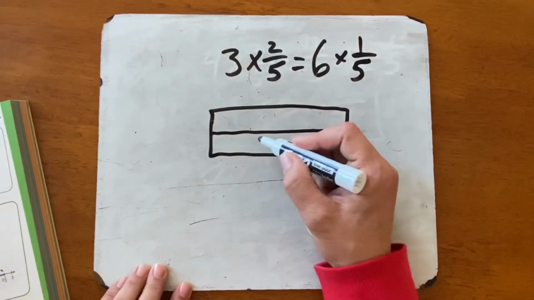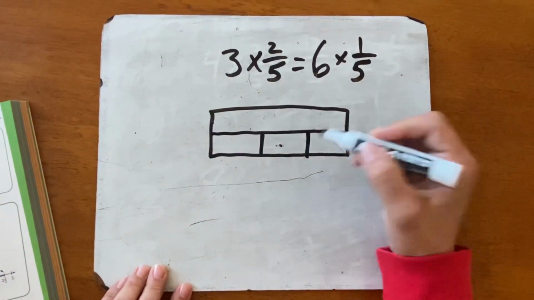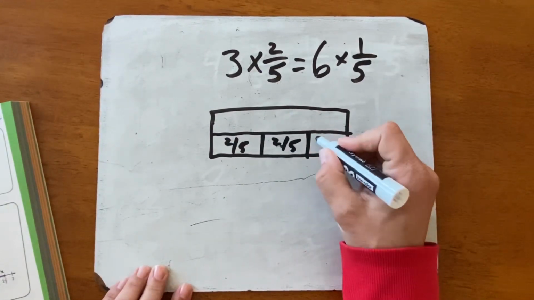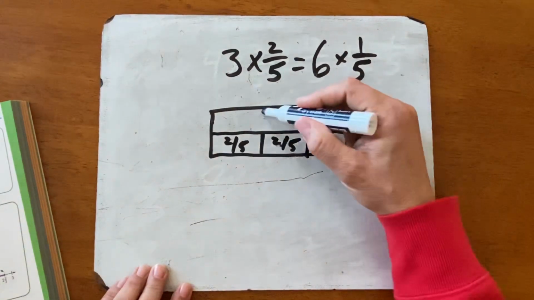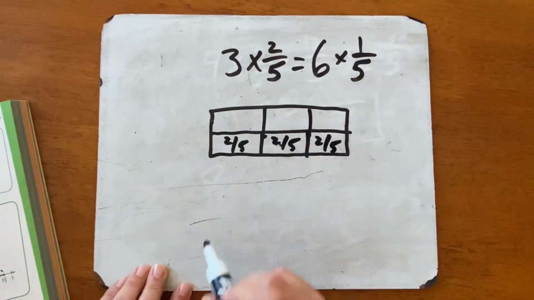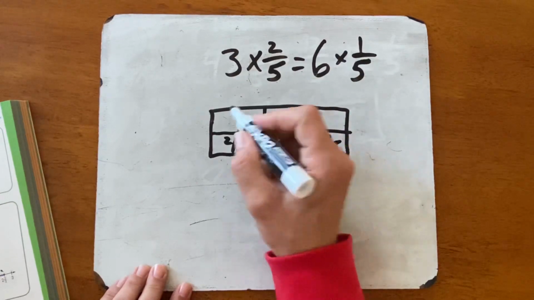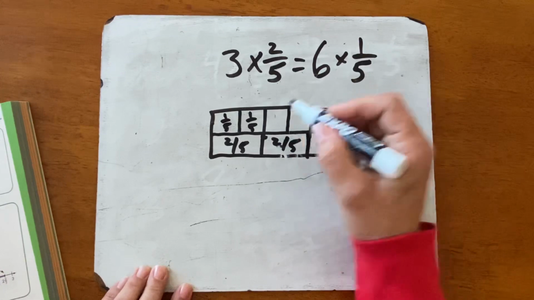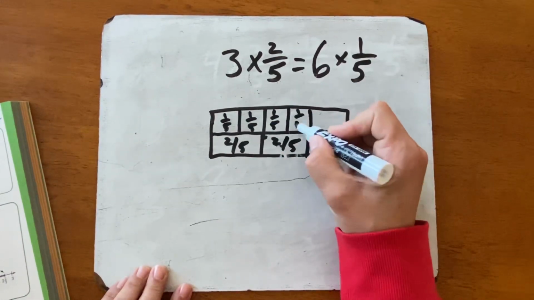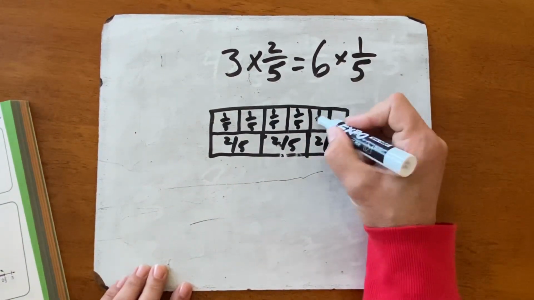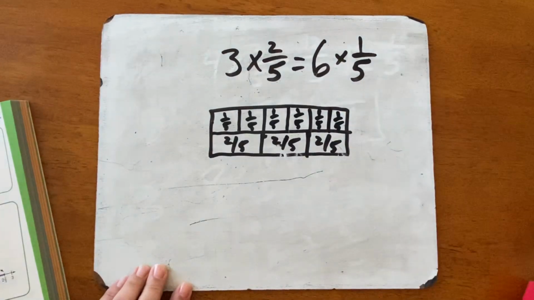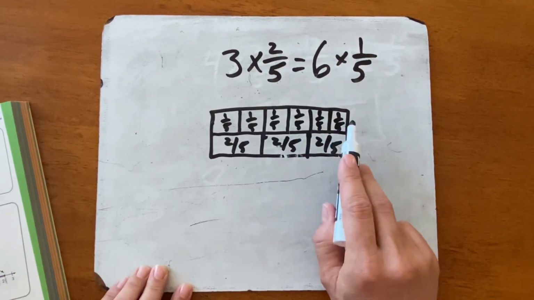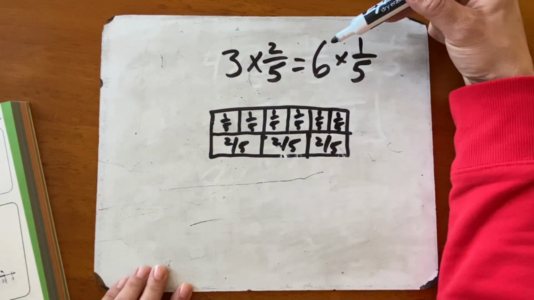Okay, so if this is 2/5, 2/5, so there's 2/5, there's 2/5, there's 2/5. For each one of those, you would have 1/5, 1/5. Then this would be 1/5, 1/5. Then this would be 1/5, 1/5. So how many fifths do we have now? 1, 2, 3, 4, 5, 6. That matches up with this number right here.